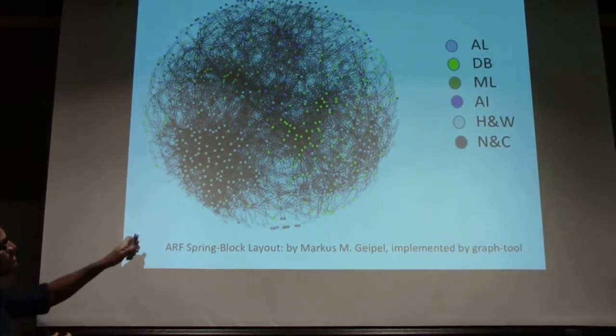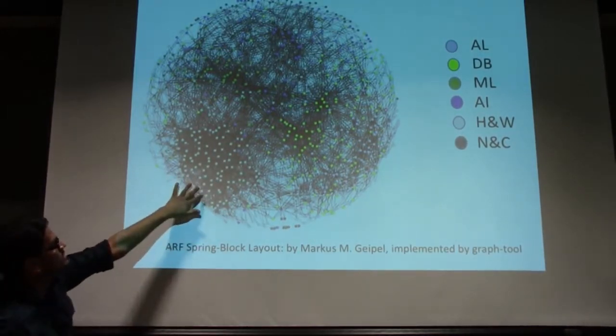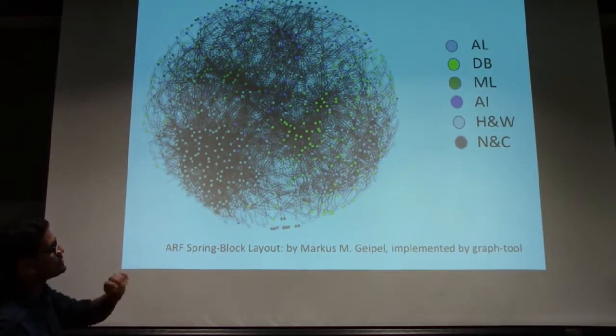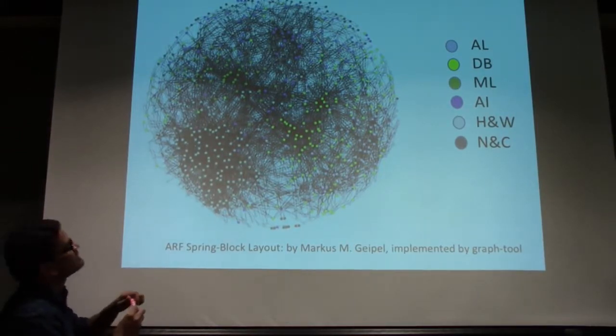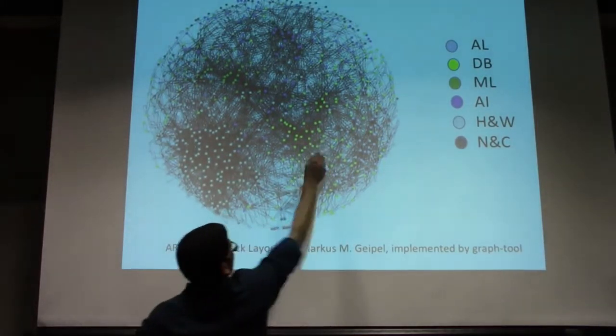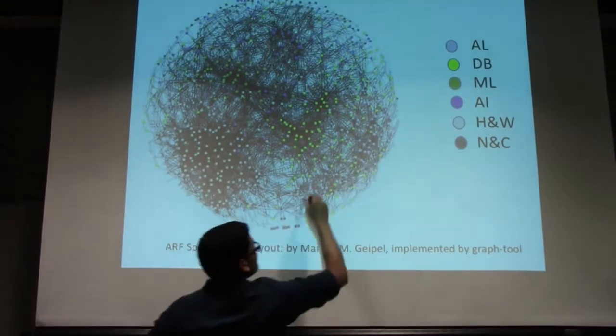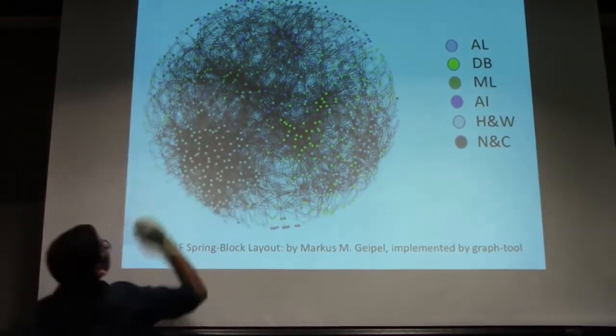You can probably see the biggest community is algorithms. There are smaller communities as well, which you would have to focus to understand. So there is one community here, databases. There's one community here. These others here, it's about machine learning.